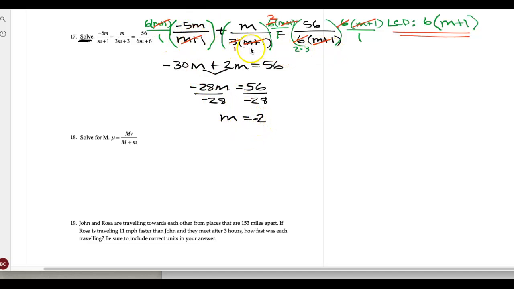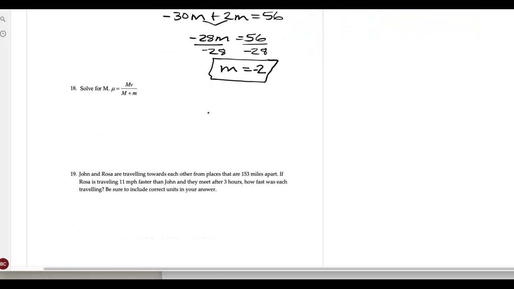Then you want to double check to make sure that this -2 isn't going to make the bottom 0, because if this answer makes the bottom 0, then it's not a good solution. We couldn't use it. But there's no problem here. If one of our factors was m plus 2, then this wouldn't be a good solution. But we don't have an m plus 2 in the denominator. So this is our answer.